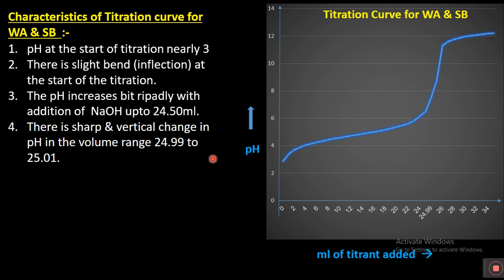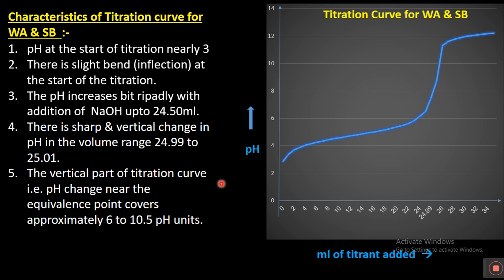Next point, there is a sharp and vertical change in pH in the volume range of 24.99 to 25.01 mL. In this range, there is a sharp and vertical change in the pH units. The vertical part of the titration curve covers approximately 6 to 10.5 pH units, from this point to this point.